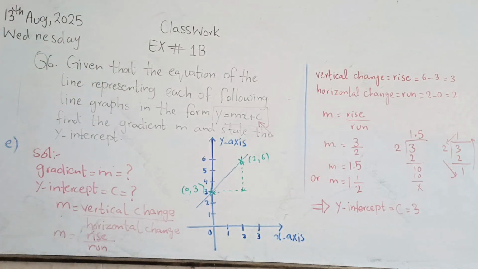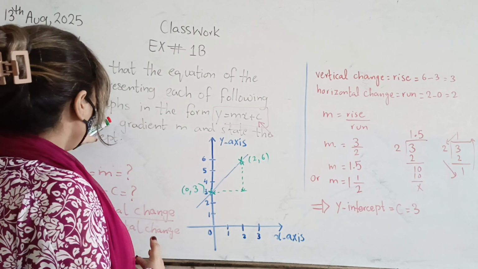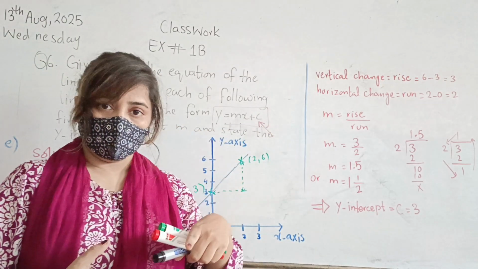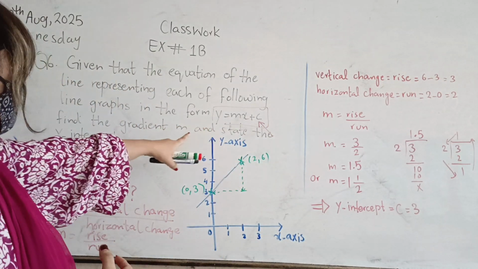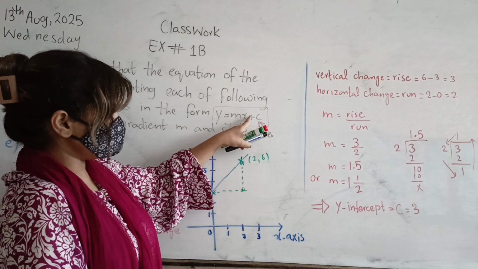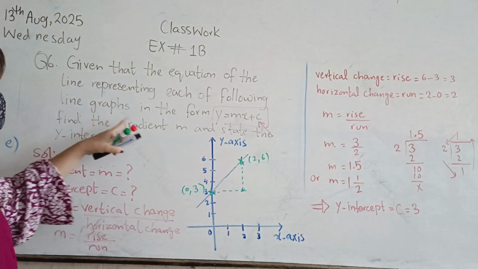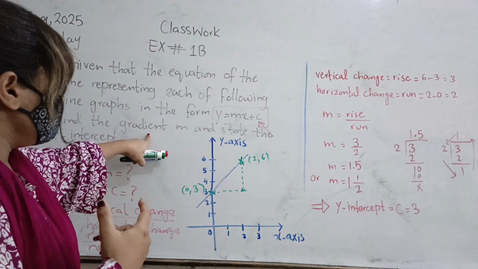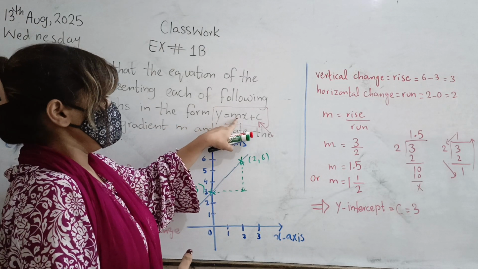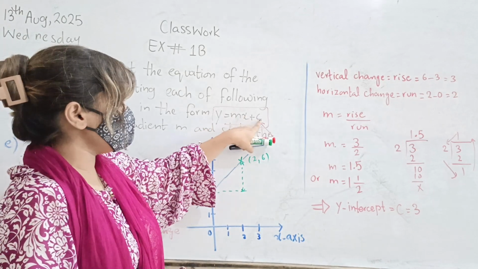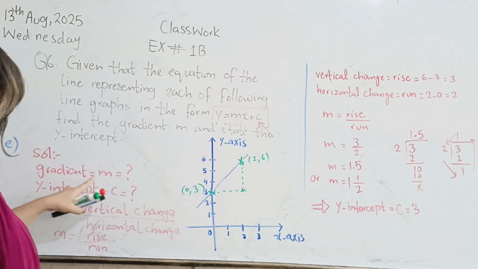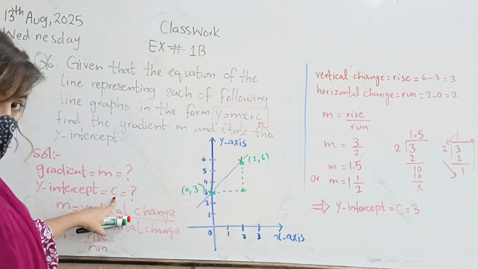The question is this: given the equation of the line representing each of the following line graphs in the form of y = mx + c. This is the general equation of a line, y = mx + c. Find the gradient, or slope, which is represented by m, and state the y-intercept. So in this equation, m is the gradient and c is the y-intercept. You have to find these values. Gradient you have to find, y-intercept you have to find.